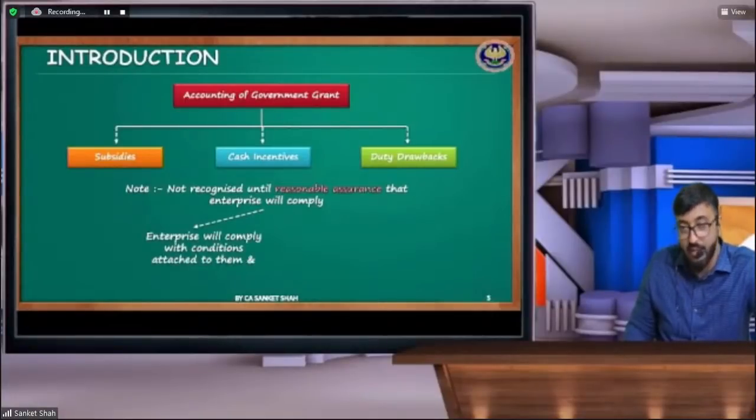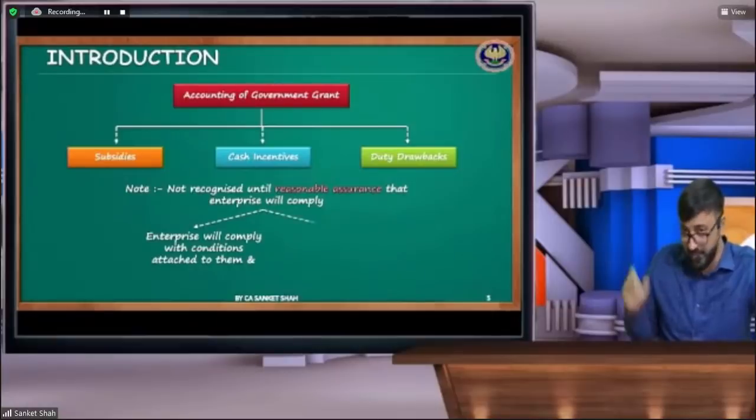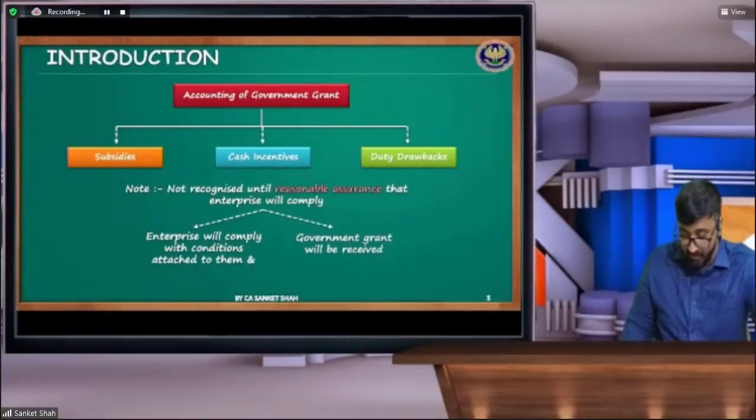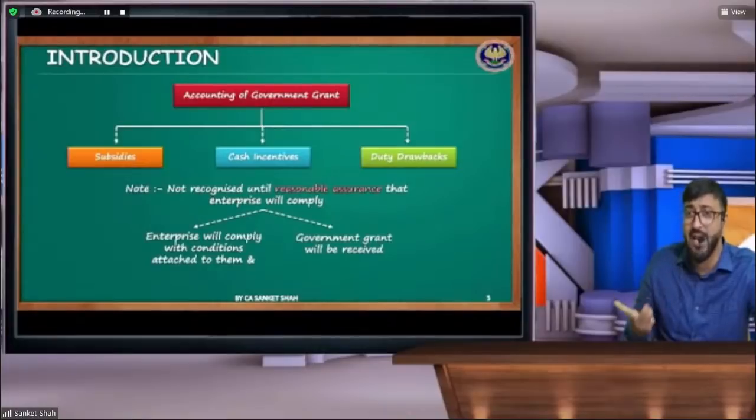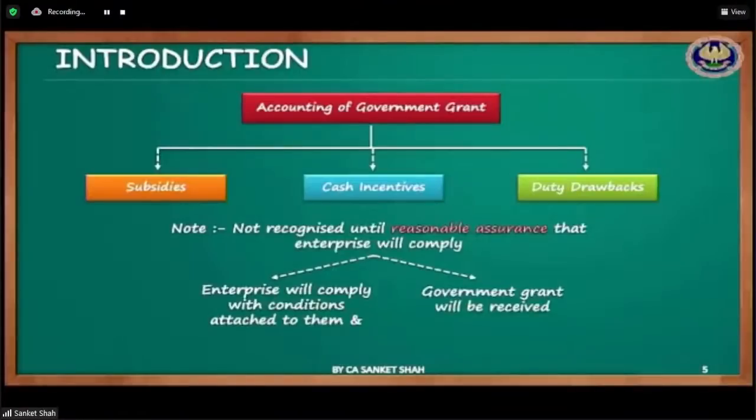Enterprise will comply with the condition, yes, but obviously to get the government grant you have to comply with such conditions which are attached to it, and government grant will be received. So 100% नहीं बोल सकते, but reasonably assured that you will get the grant. Okay, take the screenshot. Okay. What is scope in and scope out? Very good, Pooja ji.